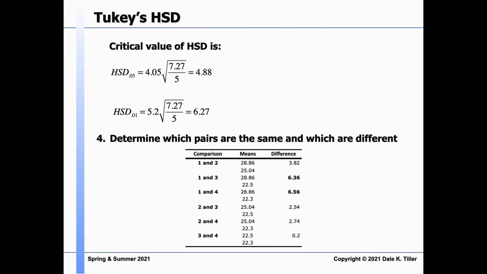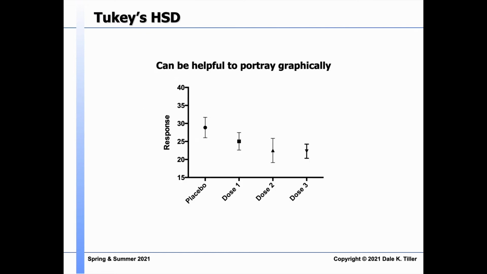Group 1 is different from Group 3, and Group 1 is different from Group 4. All the other mean differences are not statistically significantly different. It can be helpful to portray this graphically. So let's group these different means in terms of Tukey's honestly significant difference.